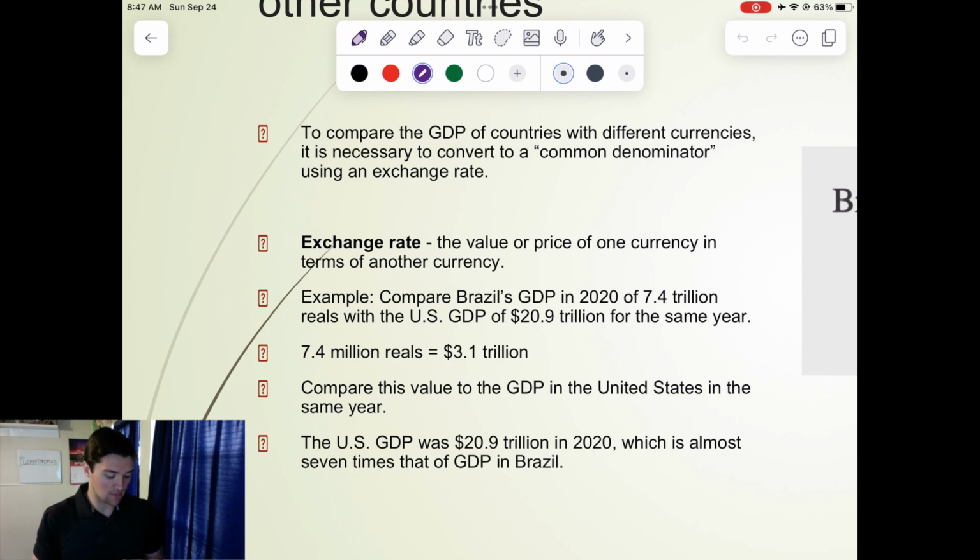So the exchange rate is just the value of the price of one currency in terms of another currency. Basically, it's just like the worth of a dollar in terms of a real. Later on in the semester, we're actually going to be looking at how this could change, okay? But the main thing I really want you to understand right now is that this is how you have to compare other countries, by using the exchange rate, okay?